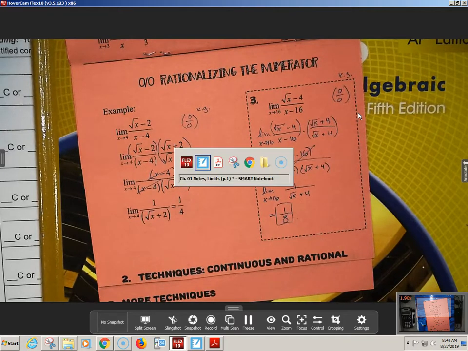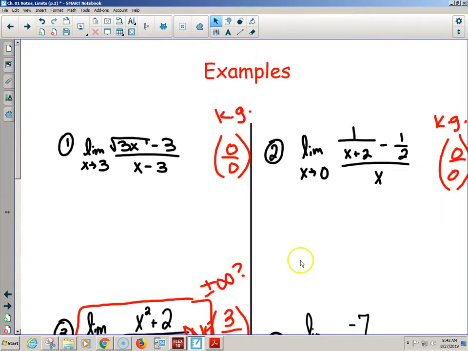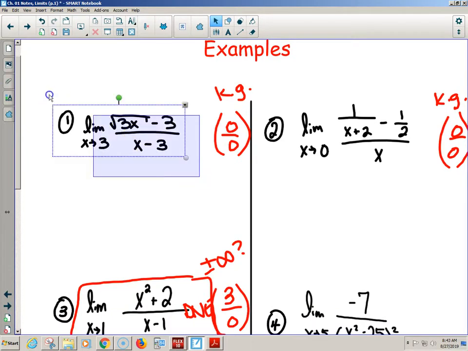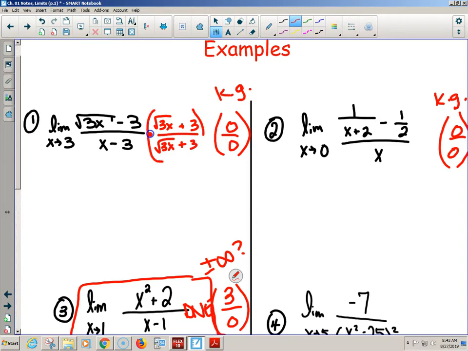So now, do you know how to do that example at the beginning of class that we were wondering about? What would you do? Multiply by the conjugate. And what is the conjugate? Root 3x plus 3. But we have to multiply by 1 creatively to keep it all balanced. So what's on the bottom? Okay, you get ahead of me. I think you know what you're doing. If you didn't get to do it at the beginning of class, now do you know how?